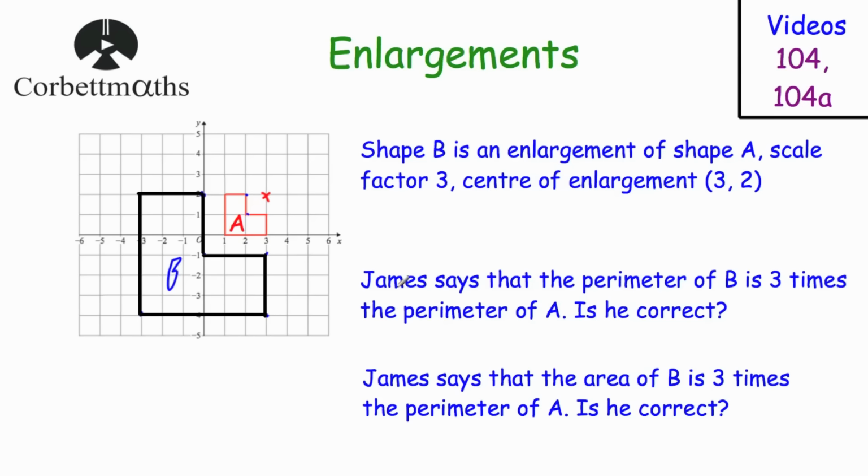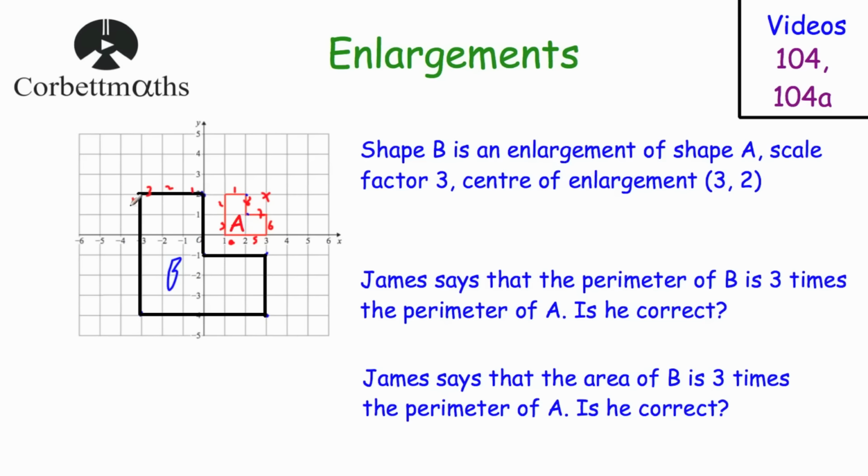Okay, next question. The next question says, James says the perimeter of B is 3 times larger than the perimeter of A. Is he correct? Well, whenever we enlarge a shape, all the sides become 3 times larger. So that means the perimeter should become 3 times larger. Let's check and see. So the perimeter of A is 8. Let's check the perimeter of B. So that's 3 times larger. It should be 24. Let's check and see.